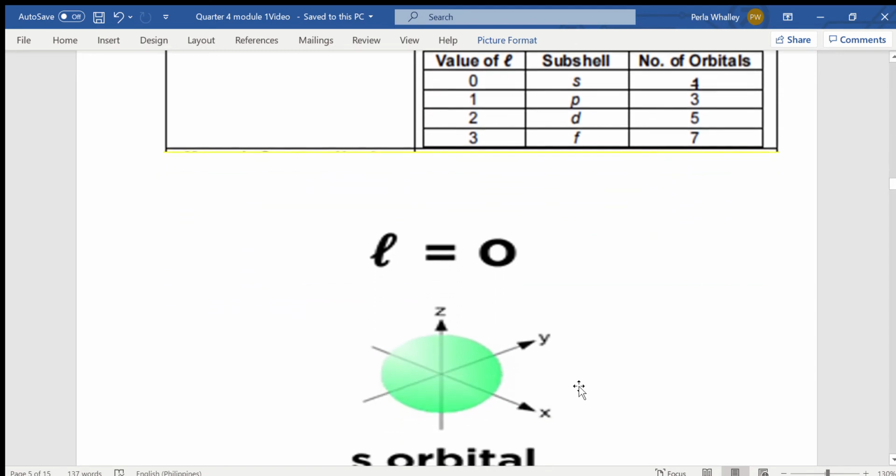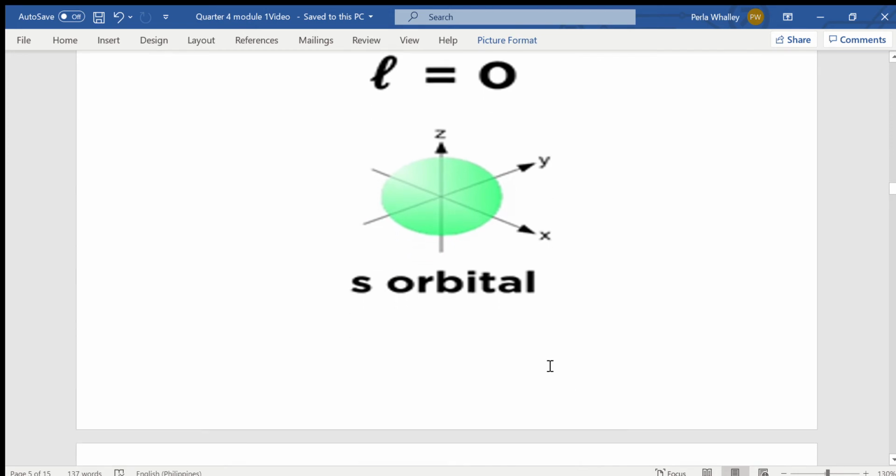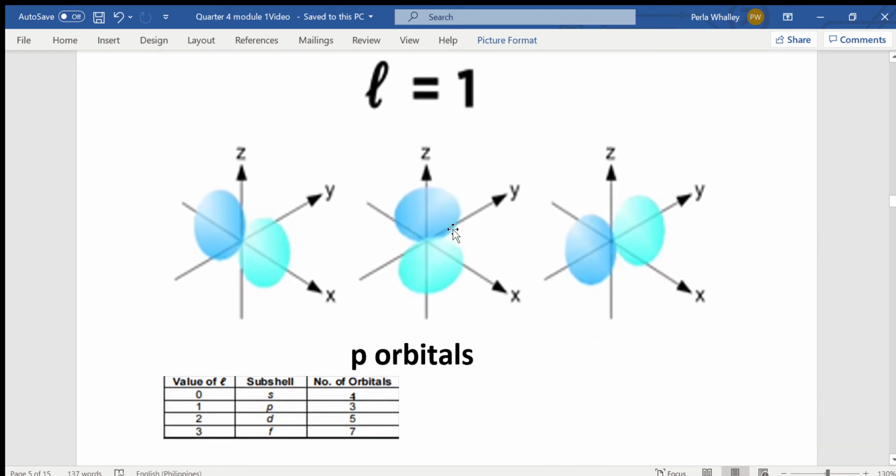Okay, to make it clearer, when l is 0, the orbital is s, or the subshell is s. There is only one orbital here, the s orbital. When l is equal to 1, subshell is p, and p has 3 orbitals. It has the x, y, z plane.